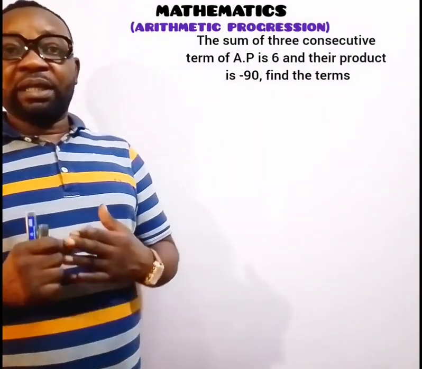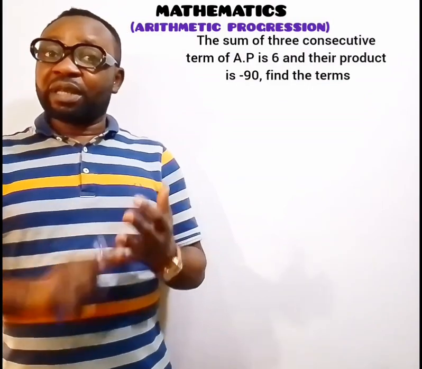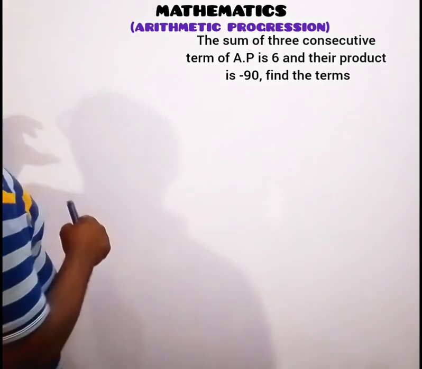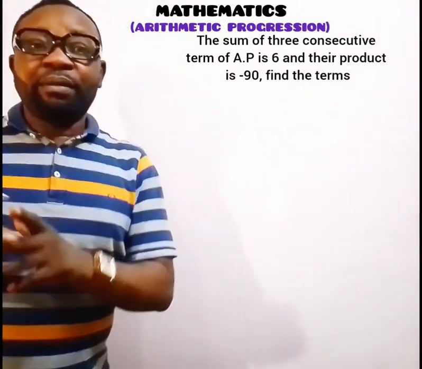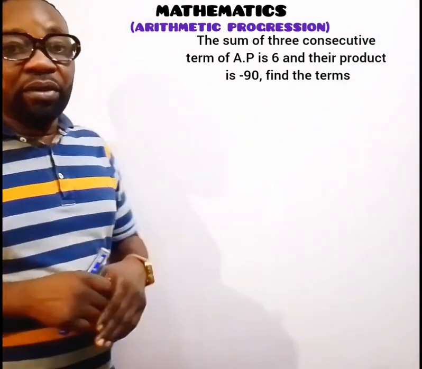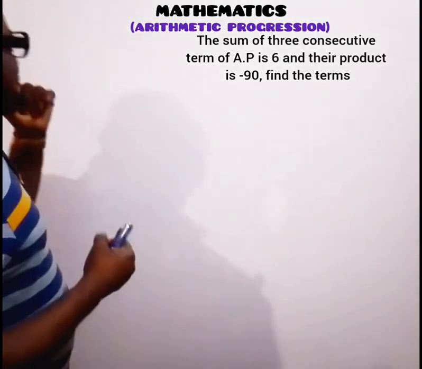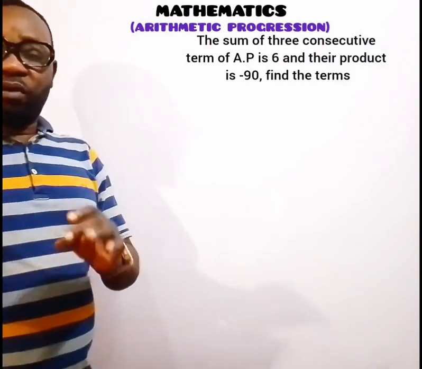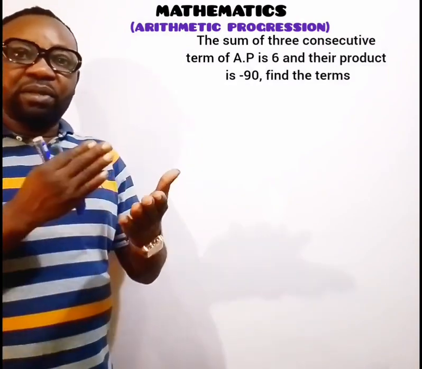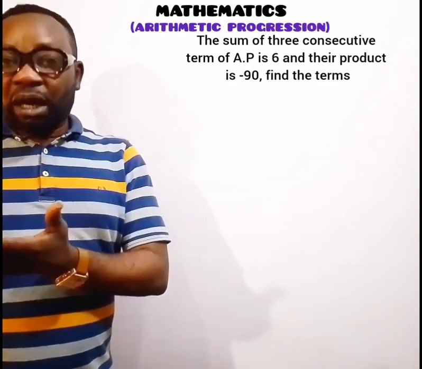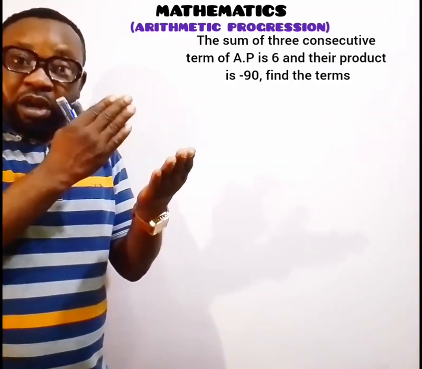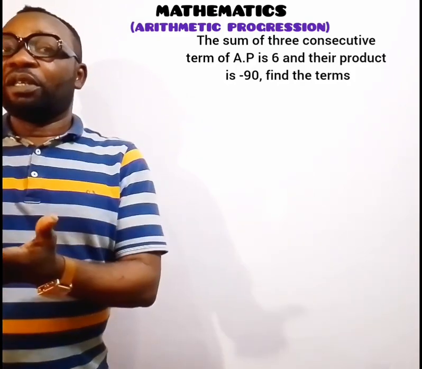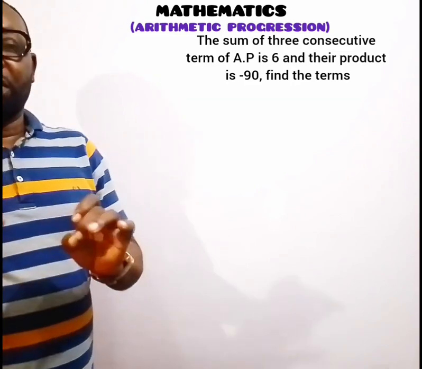The statement we have here says that the sum of 3 consecutive terms of an arithmetic progression is equal to 6, while their product is equal to minus 90. Now, these terms are not given to us. They say 3 consecutive terms. When they say consecutive terms, it means those terms follow one another accordingly. If you have 1 followed by 2 followed by 3, or 4 followed by 5 followed by 6, they are consecutive terms. That is what is meant by consecutive.